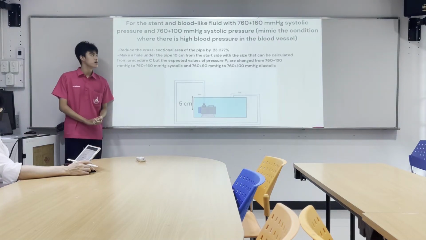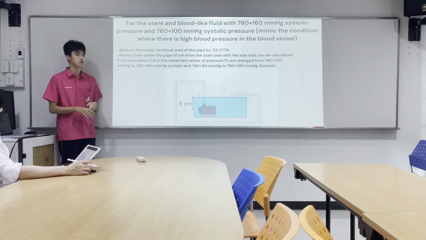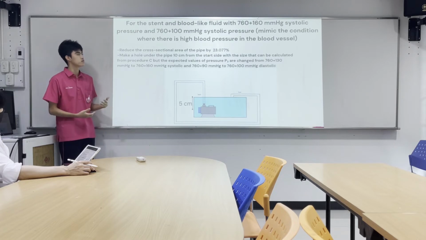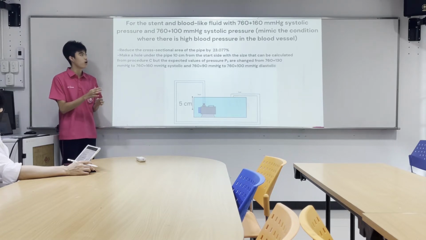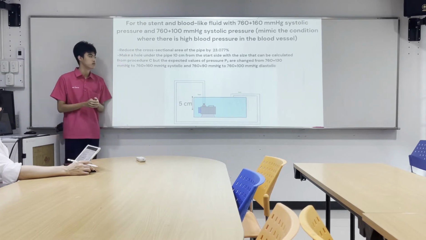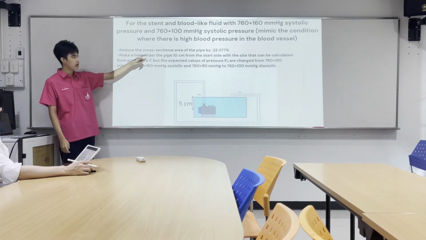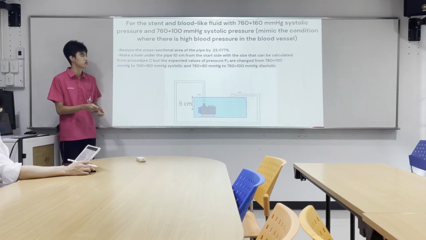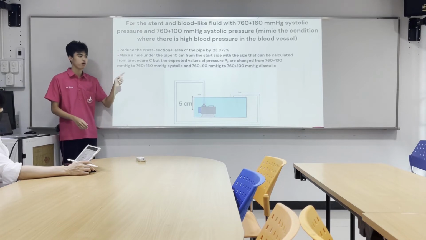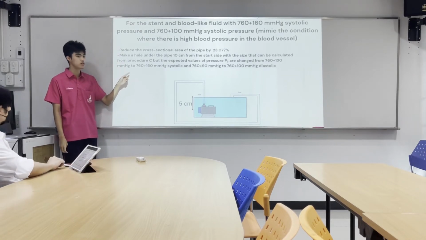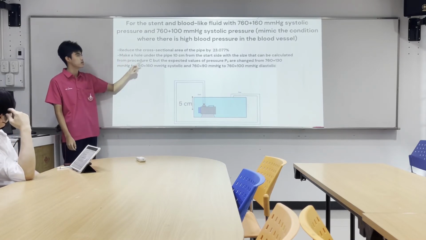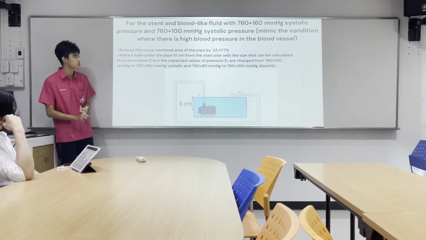And the last one is the stent, which is in the condition of hypertension disease. So I just have to make the pressure higher, to be 160 and 100 millimeters of mercury. So just reduce the cross-sectional area of the pipe by 20.077%. That way, the pressure goes from 130 systolic to 160, and from 90 diastolic to 100, systolic pressure, diastolic pressure.